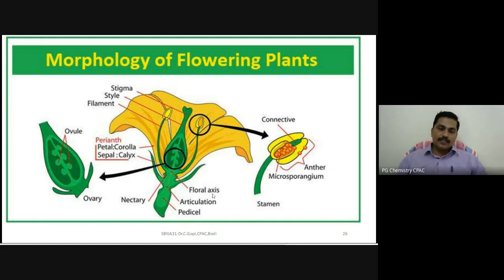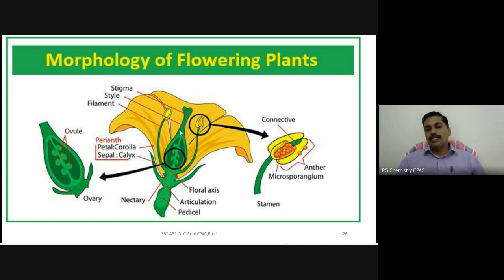See, the female reproductive part is called the gynoecium. Below that, you can see the ovule. There is a chamber, called a locule. Inside the locule, you find the seed-like structure. That is the ovule. And this portion is called the ovary. The complete part is called the gynoecium. So the gynoecium consists of the ovary at the base, the style in the middle, and the stigma at the tip.